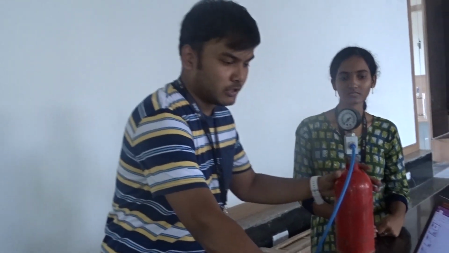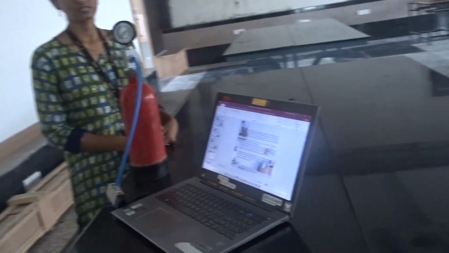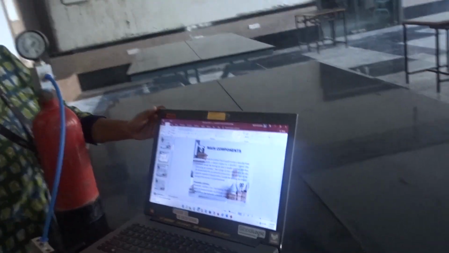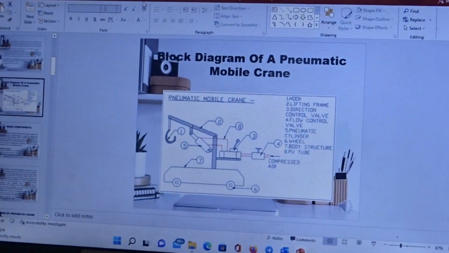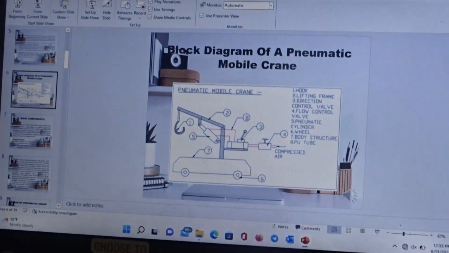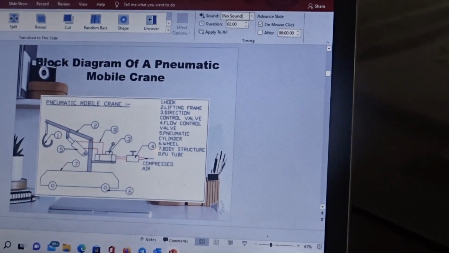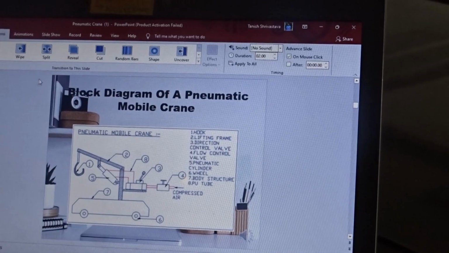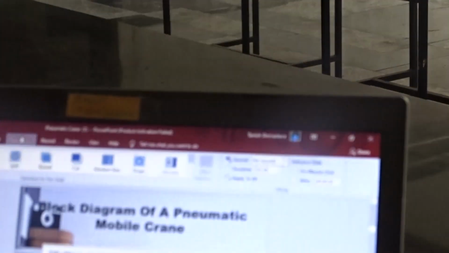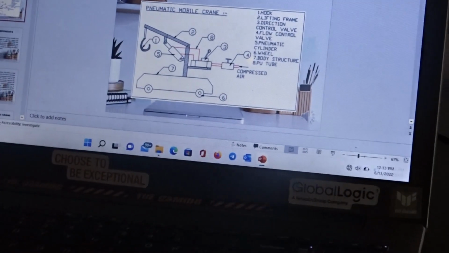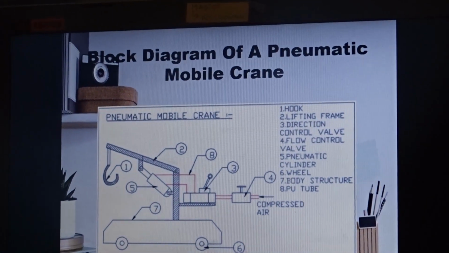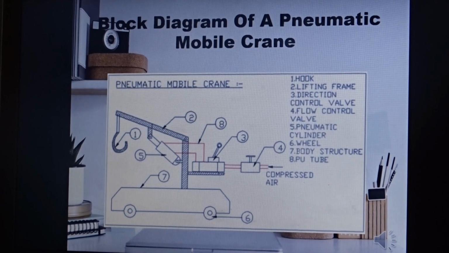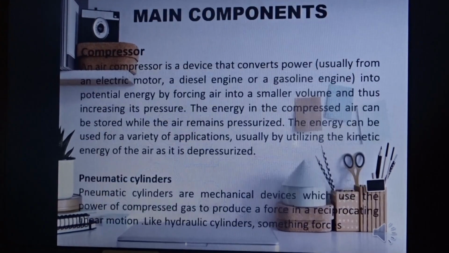My project is basically a pneumatic crane which lifts objects around. This is basically equipment called a portable pneumatic crane. Why I call this mobile is that you can make this crane run with only your car battery also. So this completely becomes portable.